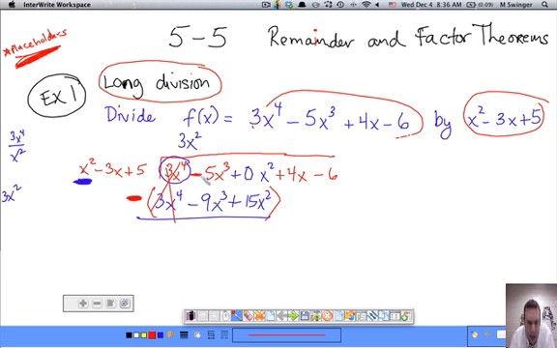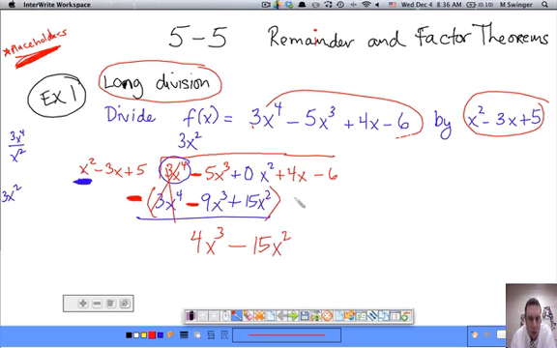Now look at this. Negative 5x cubed minus a negative 9x cubed. Negative 5 minus a negative 9. Negative 5 plus 9 is a positive 4x to the third. 0 minus 15 is minus 15x squared. Alright, that's my remainder so far.